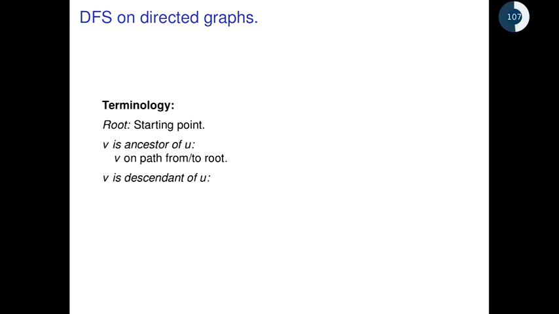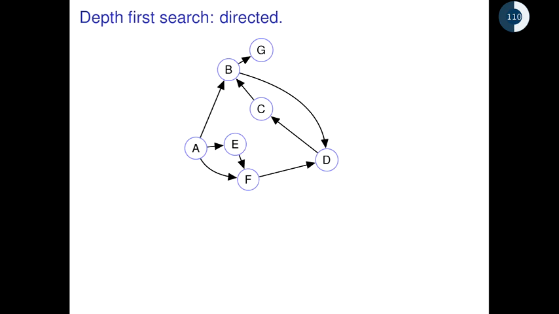V is a descendant of U. When is V a descendant of U? When U is an ancestor of V, right? Okay. So let's just do it. I guess we can do an example here.